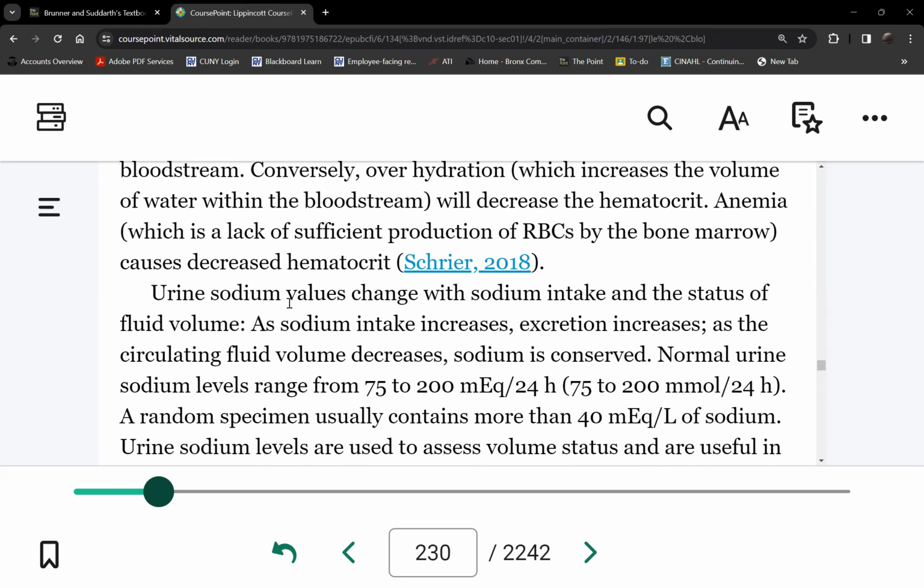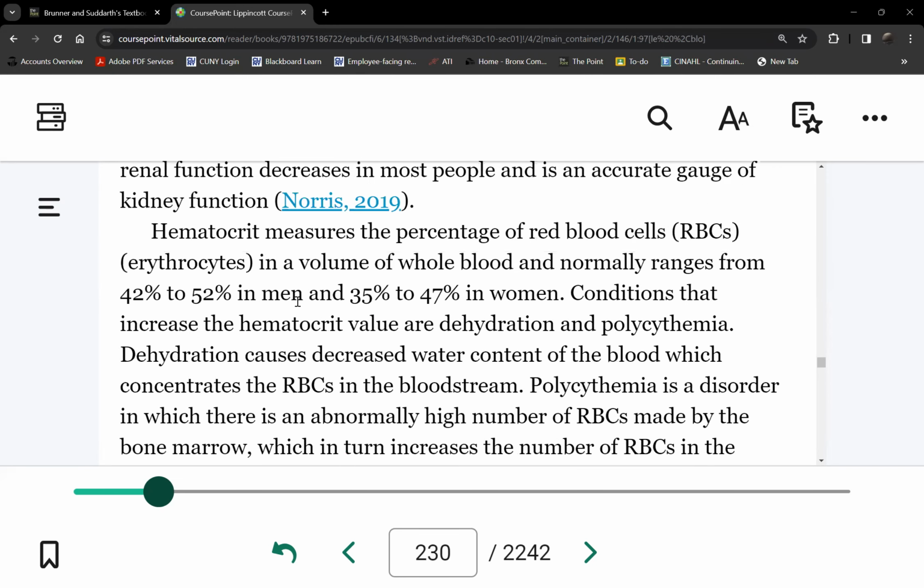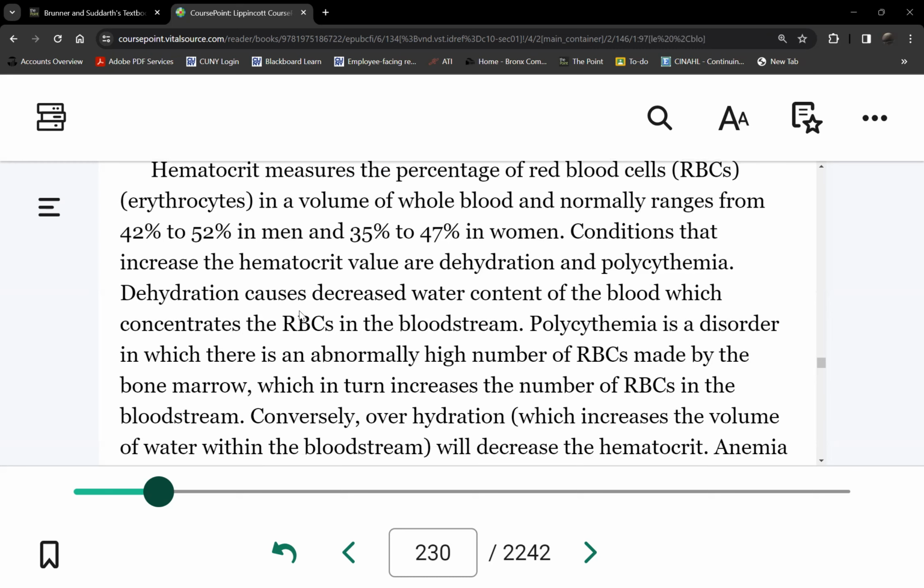What about hemoglobin? They didn't mention hemoglobin here, but it's also included. If hematocrit rises or falls, hemoglobin will also rise and fall. Hemoglobin is a protein, so it's measured in weight, in grams, whereas hematocrit is measured in percentage, because it is the percentage of red blood cells in a given blood sample.